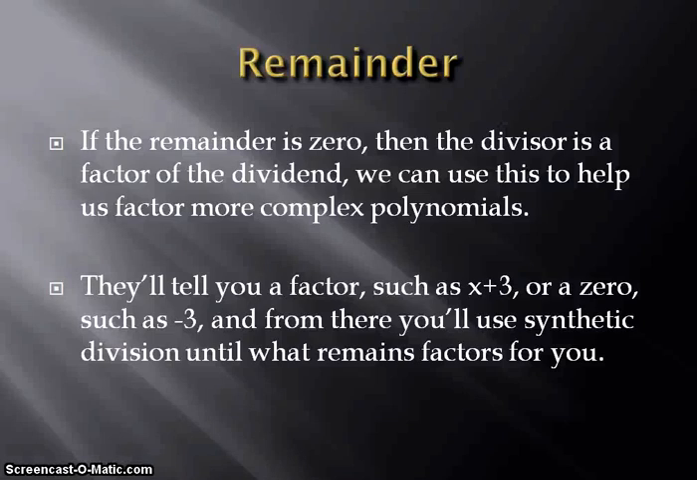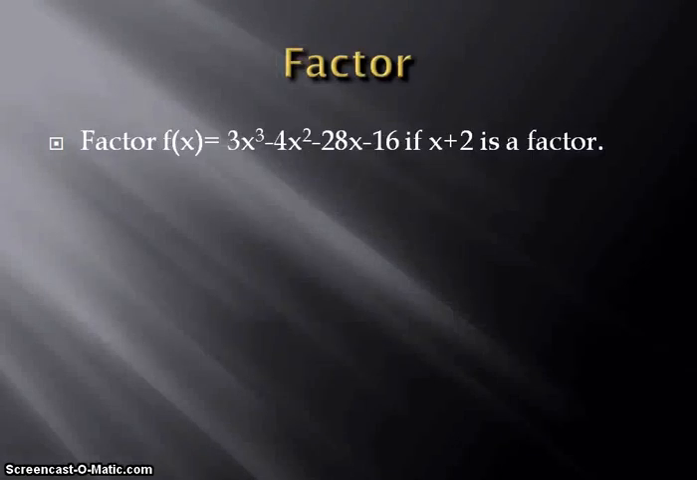And sometimes they'll tell you a factor such as x plus 3, or a 0 such as negative 3. And from there you'll use synthetic division until what remains factors for you. You can keep going with the synthetic division until the very end, but once you see something that factors, usually it's easiest just to factor. So we have factor f of x equals 3x to the third minus 4x squared minus 28x minus 16 if x plus 2 is a factor. So from this, I know I'm going to have negative 2 as my number on the outside.